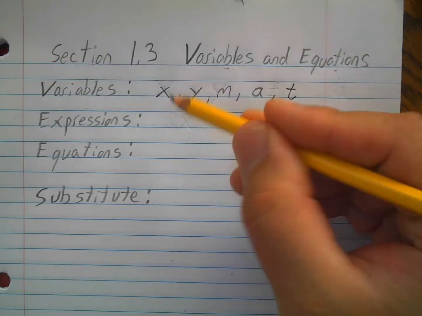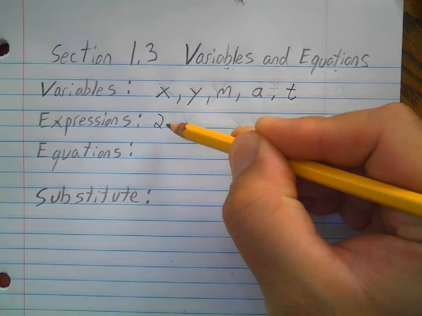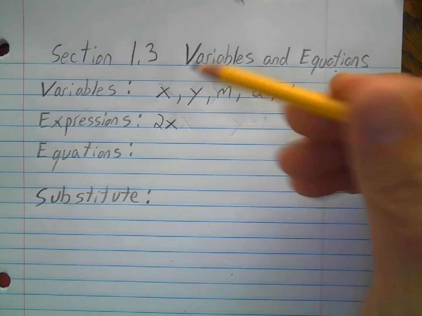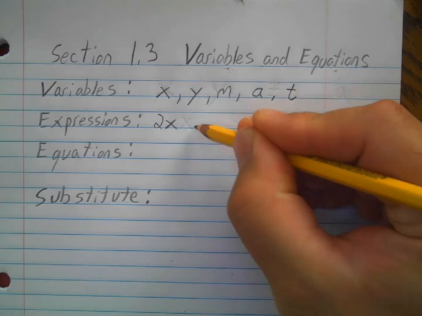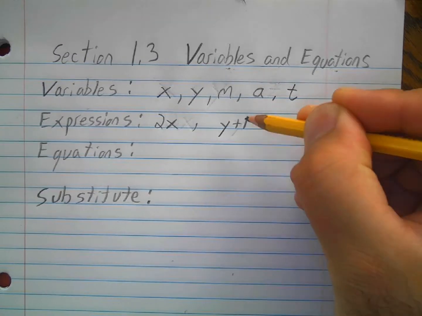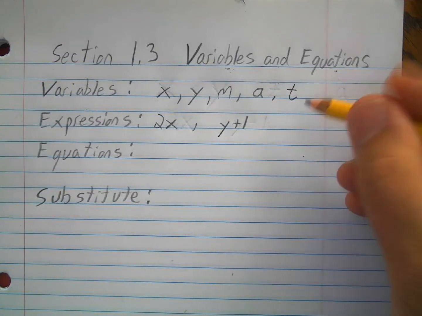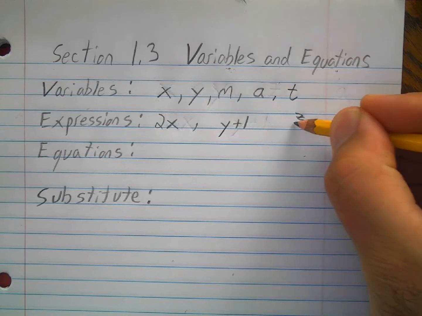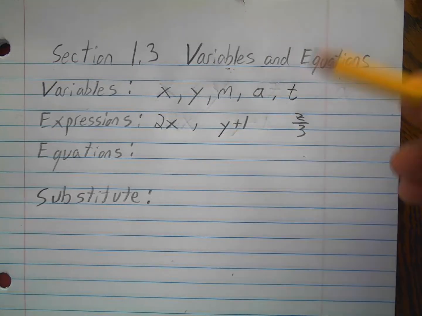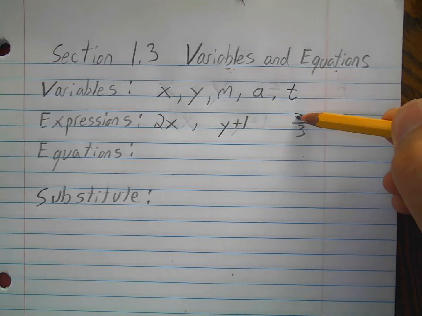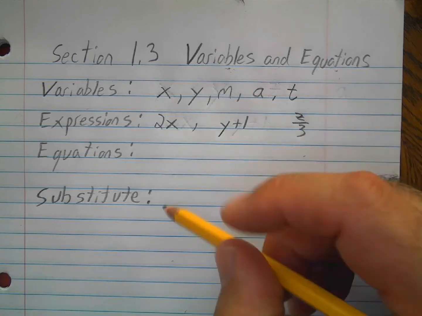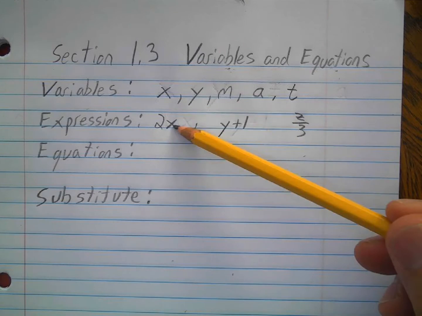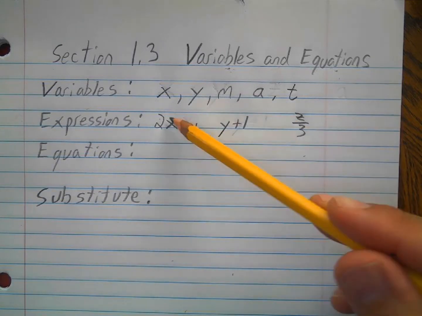Alright, expressions are going to be when we add numbers to our variables. So 2x, 2 times x. Or we have y plus 1, so 1 more than y. Or the quotient of z over 3. Now check out my z. My z has a line through it. That way you don't think it's a 2. Alright? And so that's expressions, when we have our variables and we add a quantity to it.